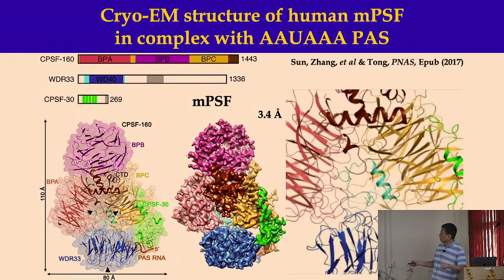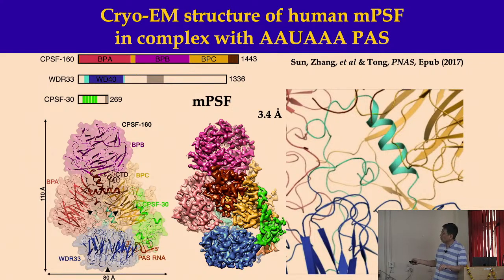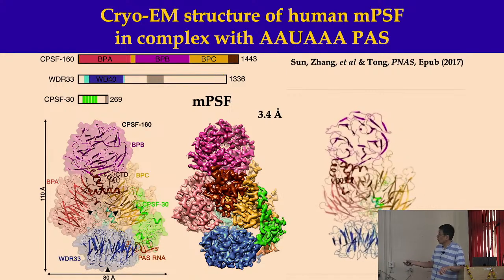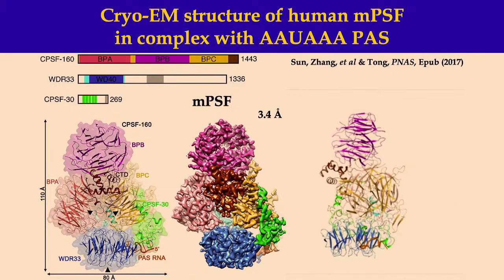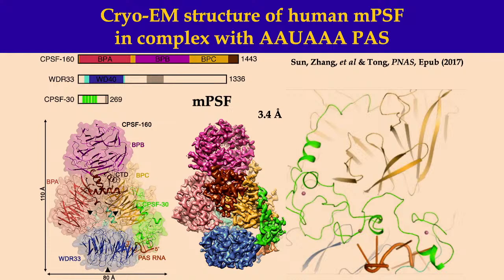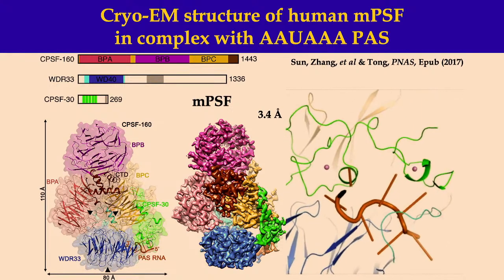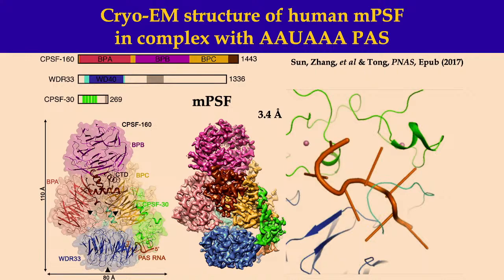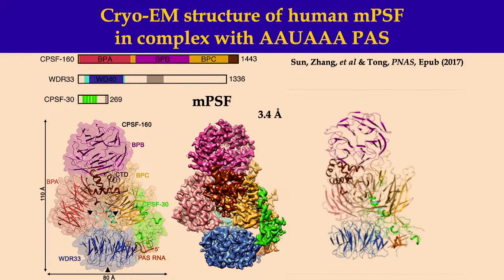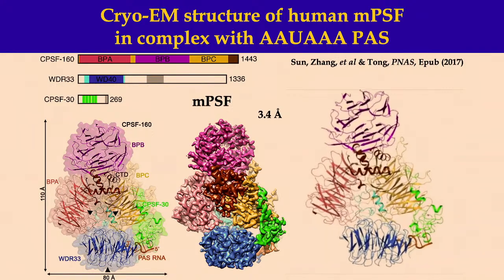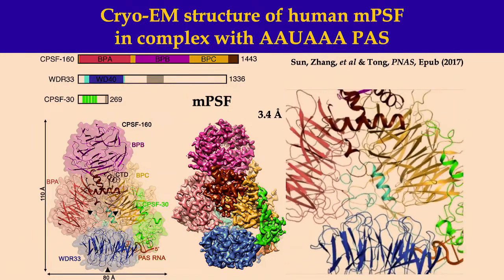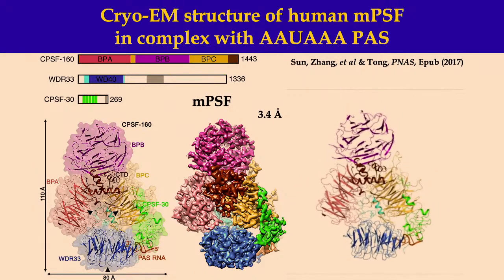So here is a more detailed interaction between CPSF160 and WDR33, which I won't say too much about. And then CPSF30 on the right, turn around to the front, and then zoom in. You see 1 zinc, 2nd zinc, 3rd zinc. So 3 zinc fingers. Zinc fingers 2 and 3 are important for binding RNA. Zinc finger 1 right here is important for interaction with CPSF160. That's why only the first 3 zinc fingers are observed in our structure. The next 2 zinc fingers, the rest of CPSF30, are disordered. We don't see them.